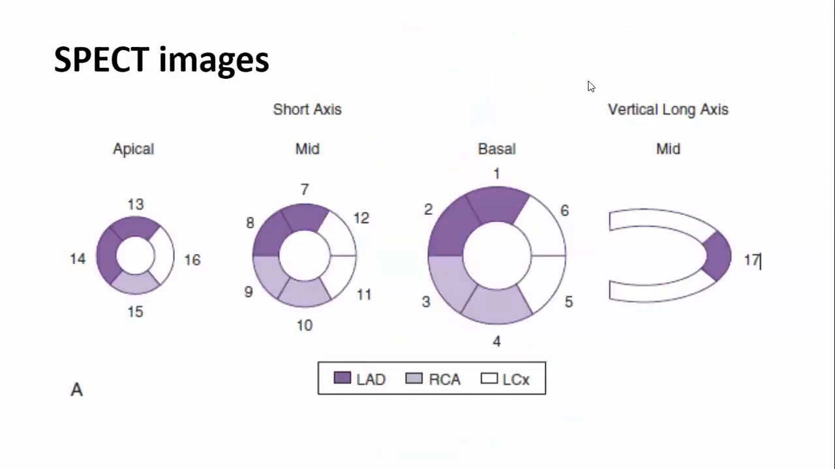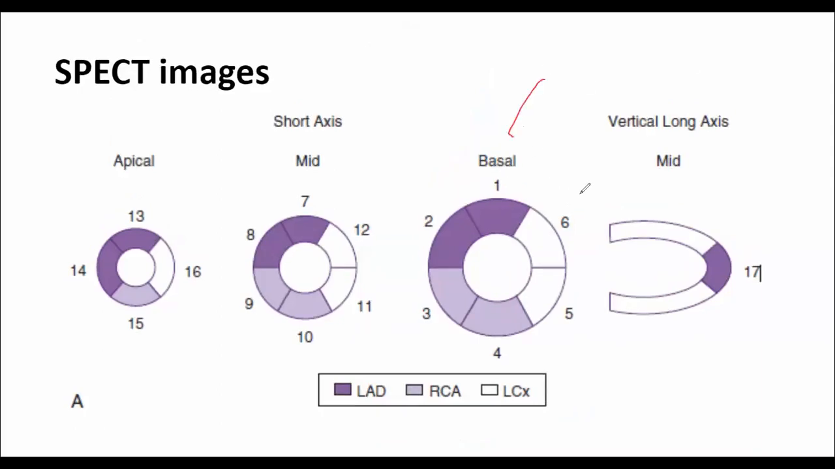So this is the short axis. This is the short axis at three different levels. As you know, the heart is conical in shape. So these are at the levels of the base, the mid cavity, and the apex. At these three levels: apical, mid cavity level, and the basal level. And this is the vertical axis.